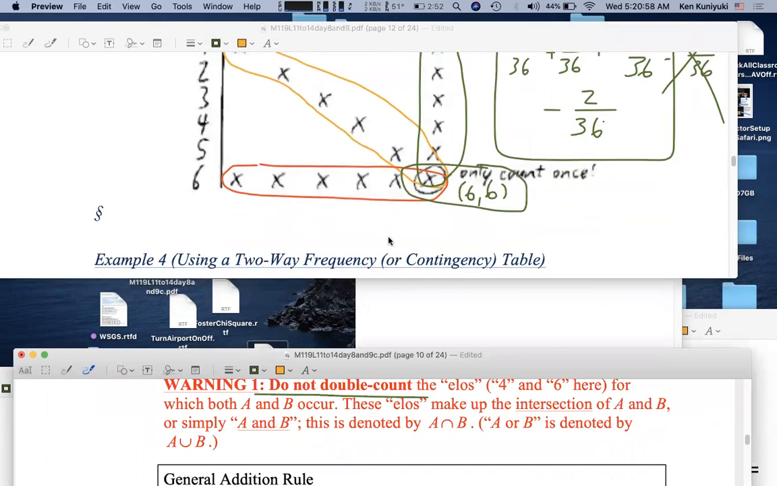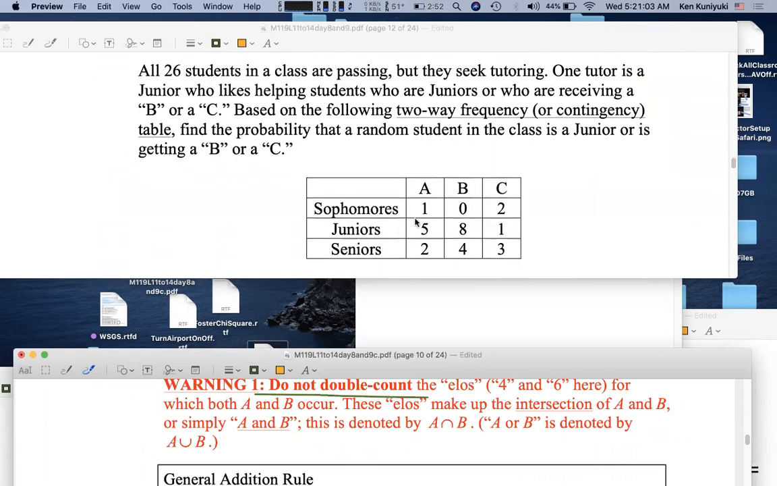Next, we're going to look at using a two-way frequency or contingency table where we have a table consisting of counts. Next time.